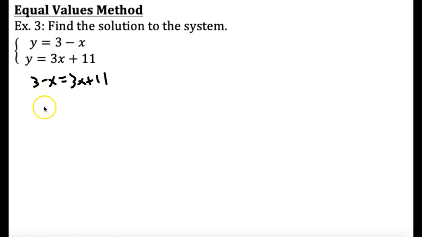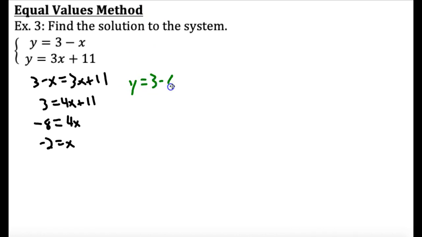So I can add x over to the right, subtract 11 over. I'll get negative 8 equals 4x, divide by 4, and I'll get that x is negative 2. Now, once I get this, I need to plug this back in. It does not matter where I plug it in. I can plug it into either of my equations to solve for y. So I'll plug it into the first one: y equals 3 minus negative 2. So we end up with y equals 5, 3 plus 2.